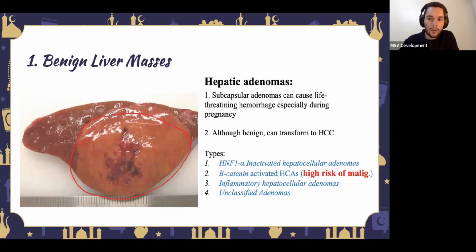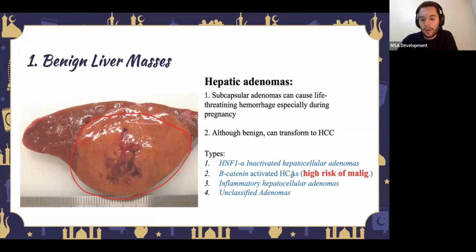Now, this hepatic adenoma is kind of dangerous because it could rupture and lead to life-threatening hemorrhage. And another thing, even though it is considered a benign mass, there is a type that could actually transform into a hepatocellular carcinoma. So there are 4 types you can remember. You have HNF1 alpha inactivated hepatocellular adenomas. There is no risk of malignancy over here, and it happens to women within childbearing age who are taking contraceptives.